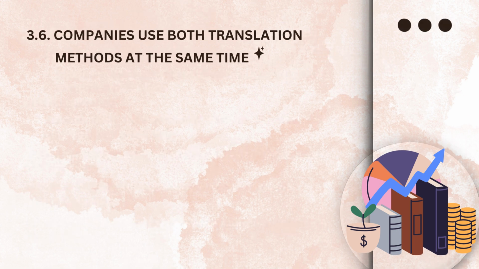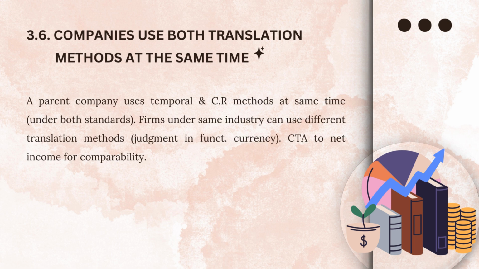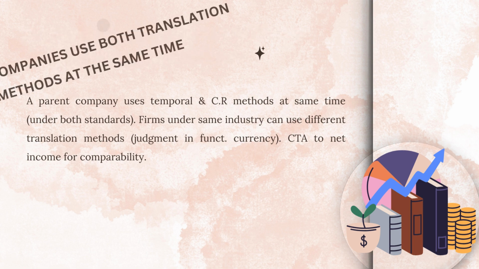3.6 Companies use both translation methods at the same time. A parent company uses the temporal and C.R methods at the same time, under both standards. Firms in the same industry can use different translation methods, with judgment in functional currency. CTA to net income for comparability.